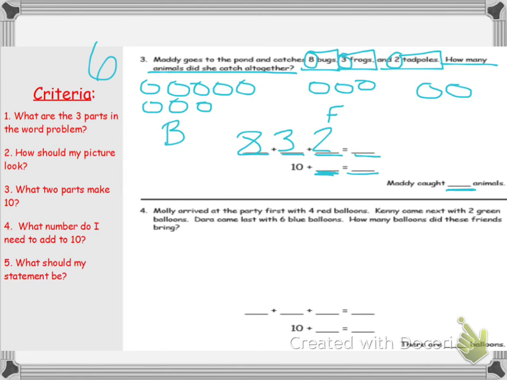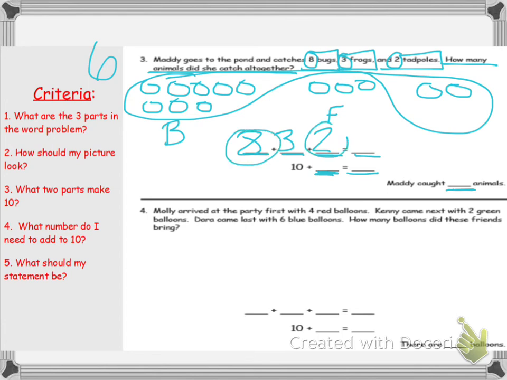So, what are my 2 parts that make 10? 8 and 2. So I'm going to circle 8 and 2. In my number sentence as well. What number do I need to add to 10? Well, that's 3. It's the one I did not circle. So 3 goes right here.